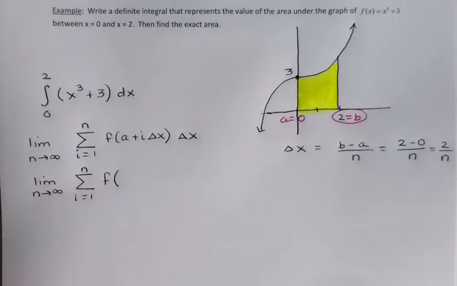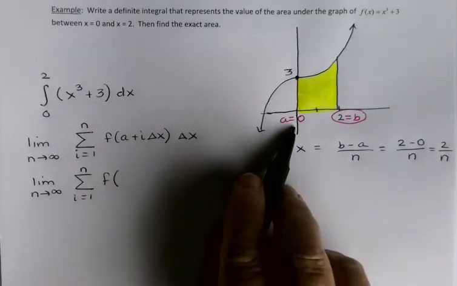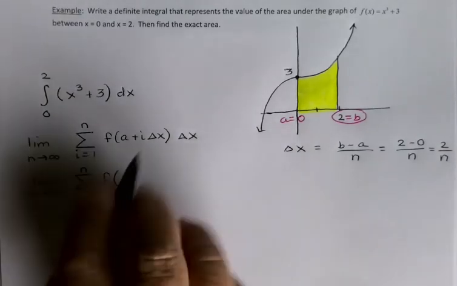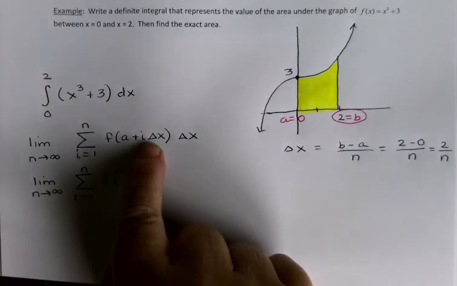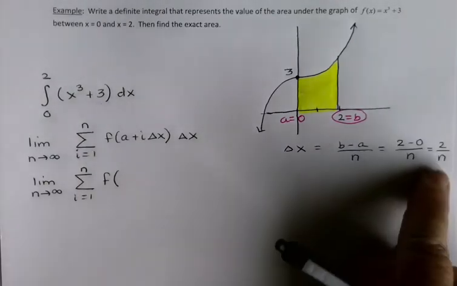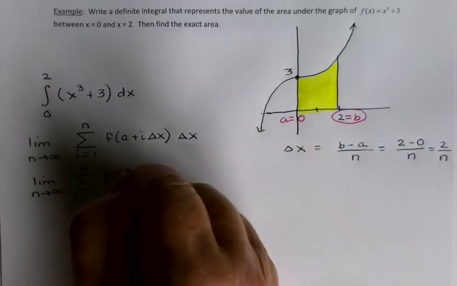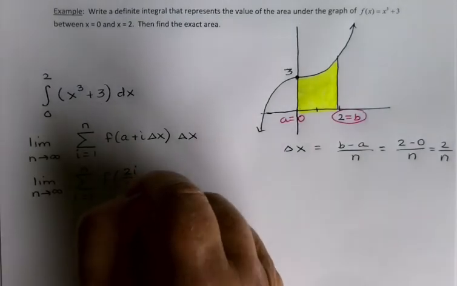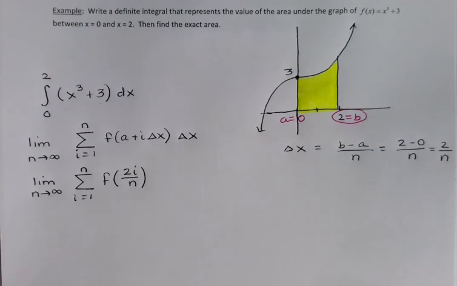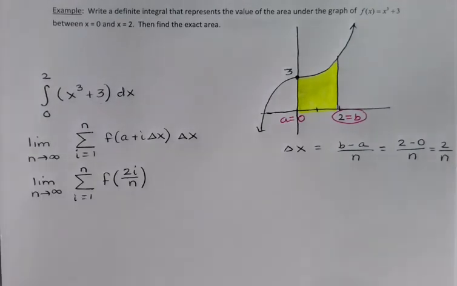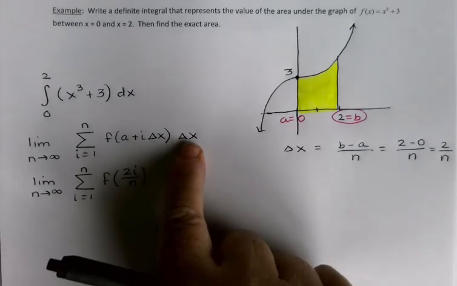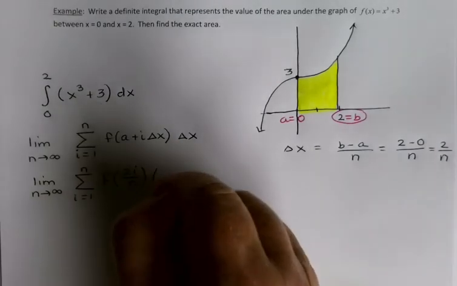So I would have f of a is 0, so I'm not even going to bother writing it there. And then I have i times delta x, so that would be 2i over n. You will find very quickly on these it's really nice when a is 0. It's a much simpler function when you plug it in. I then have to multiply by delta x, which is 2 over n.